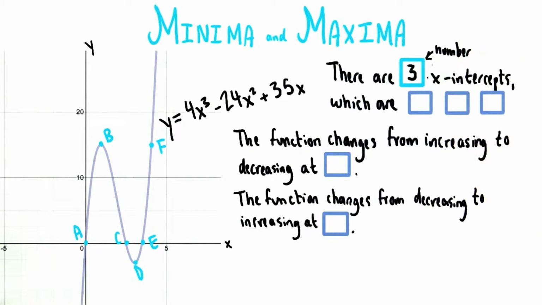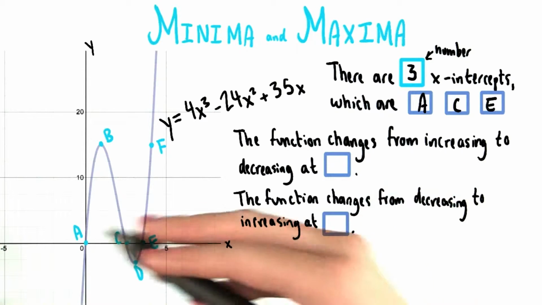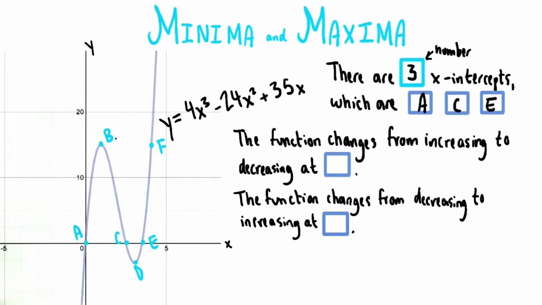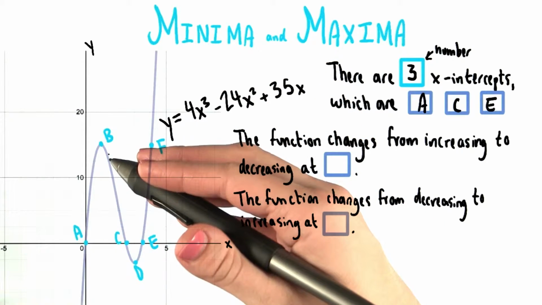There are three x-intercepts, which we can see are the points A, C, and E. Now remember that a function is said to be increasing if its slope is positive, because that means that the y values, or the values of the function, the output, are continuing to increase in value.